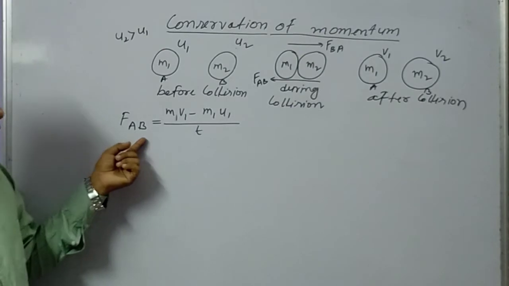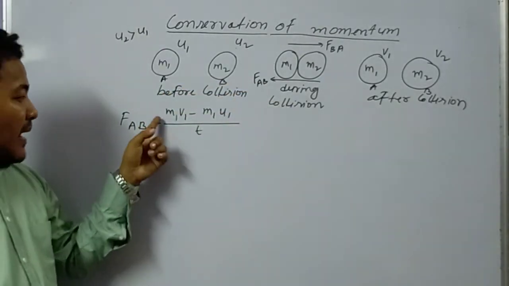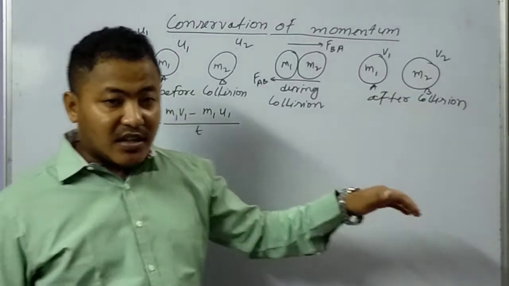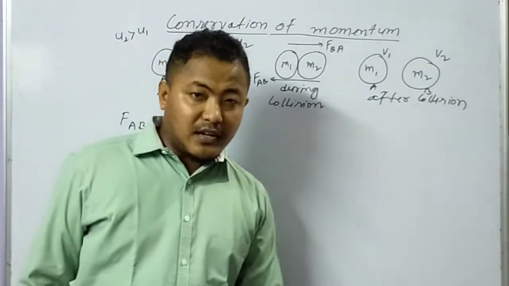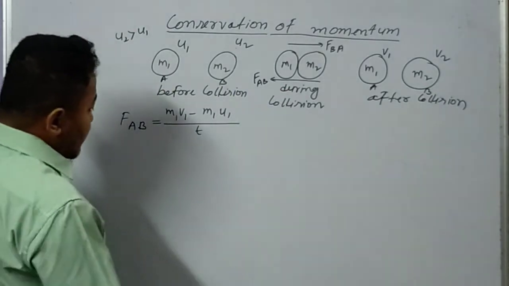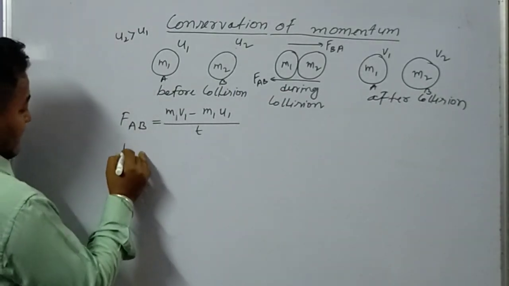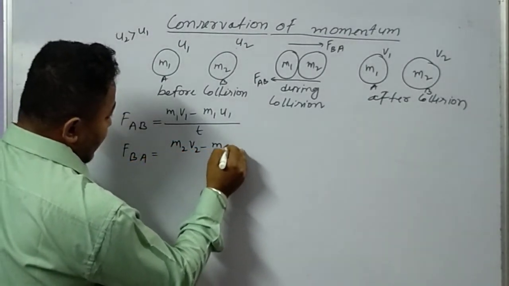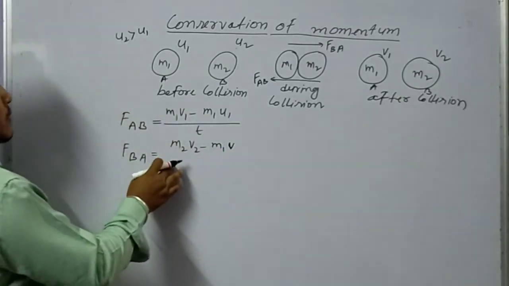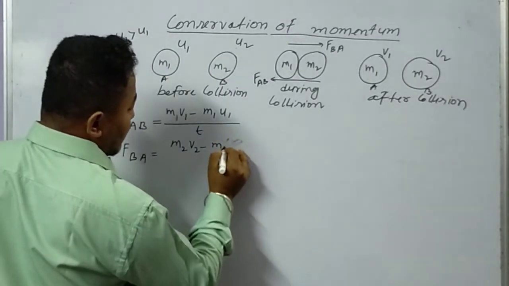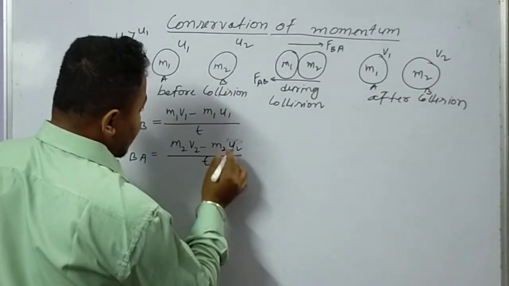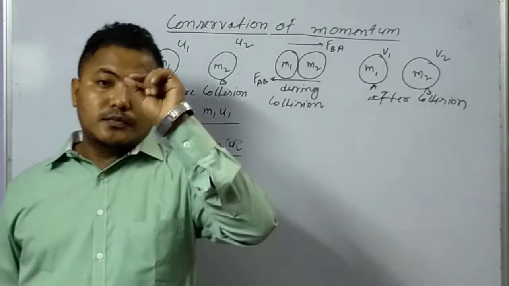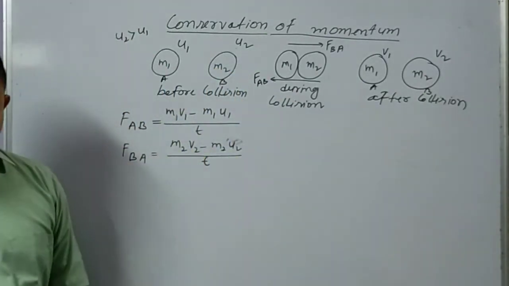So FAB is going to be equal to the rate of change of momentum, that is m1 v1 minus m1 u1 by t. I am not going to discuss these things so critically, as you have done this in class 9 and earlier, so I am just going to give some hints about it. So this is FAB. Similarly, FBA will be m2 v2 minus m2 u2 upon t. Remember, these two terms have come from Newton's second law, that the rate of change of momentum will be equal to the applied external force.